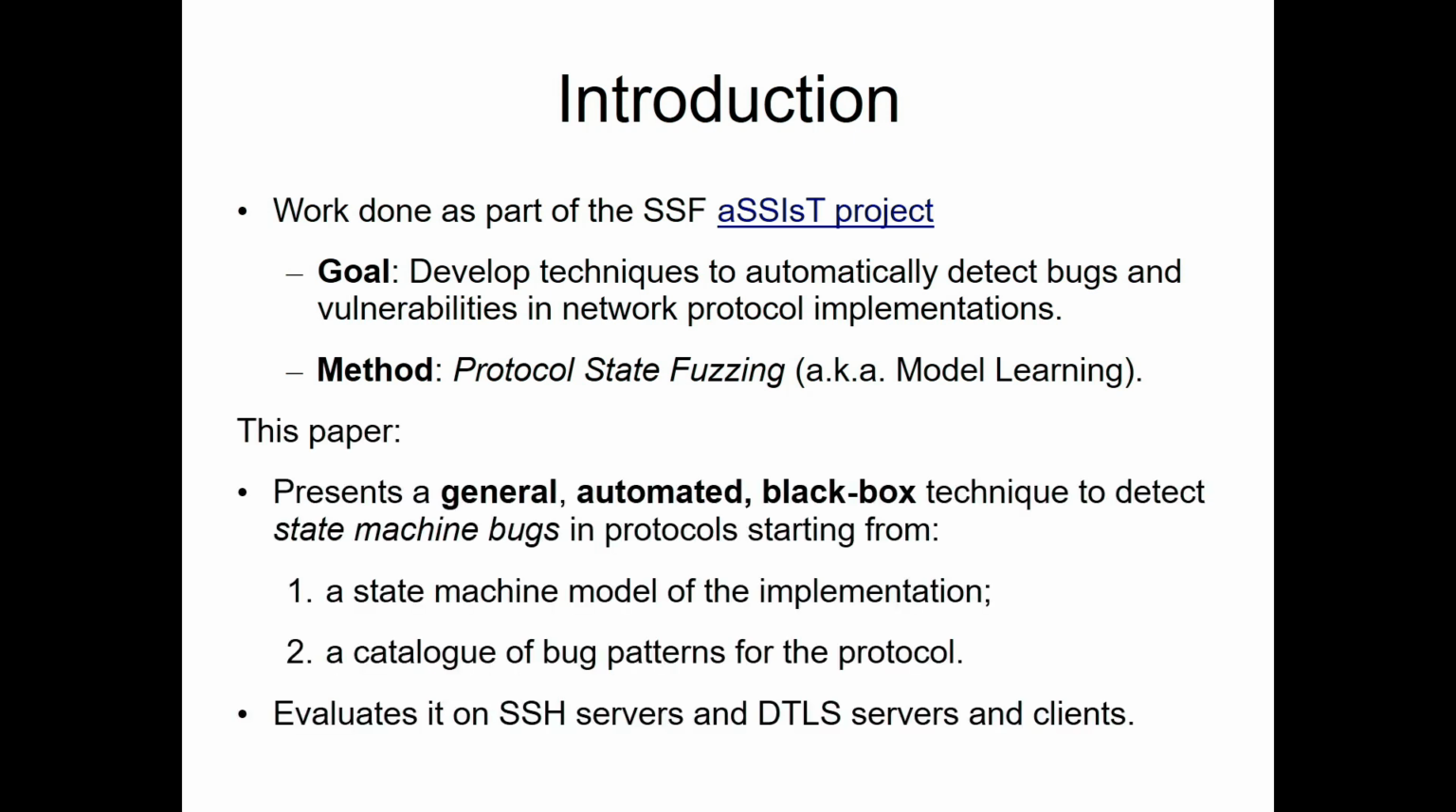And this particular paper presents a general, automated and black box technique to find state machine bugs in protocol implementations, starting from two inputs: a state machine model of the implementation, and a catalog of bug patterns for the protocol. The paper evaluates this technique on two protocols, SSH and DTLS. I will let you read our experience on SSH in the paper.